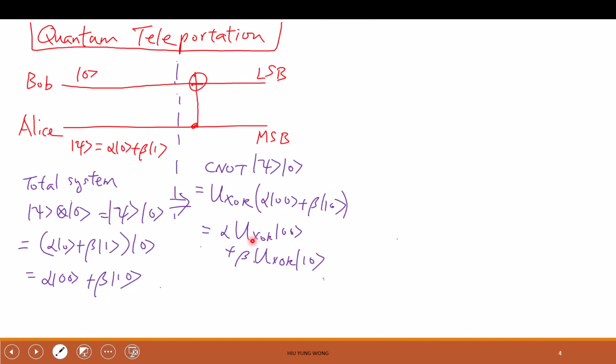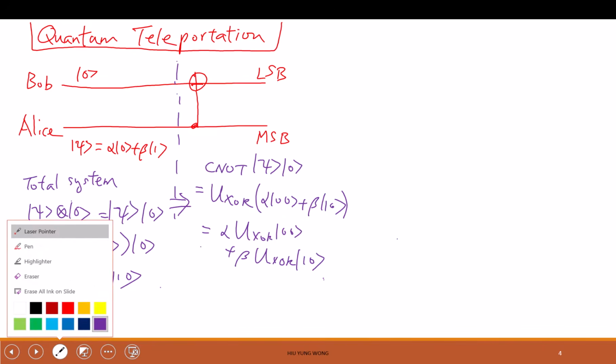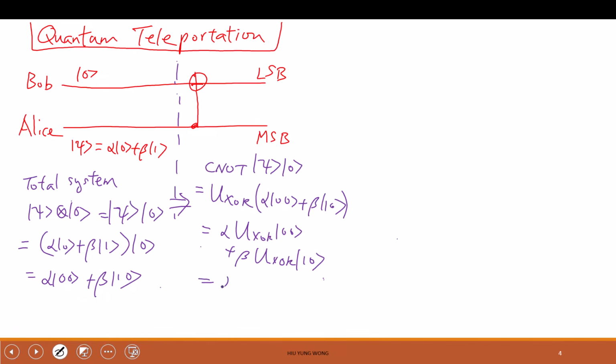And what is the definition of the control NOT gate? If the control qubit is 0, do nothing. If the control qubit is 1, apply the NOT gate to the second qubit, right? So we don't have anything change, or you look at the table. So the first one is what? Alpha, still alpha, 0, 0. How about the second one? Second term. 1, 1. Thank you. Because the control qubit is 1, we apply the NOT gate to the second qubit, so it becomes 1, 1.